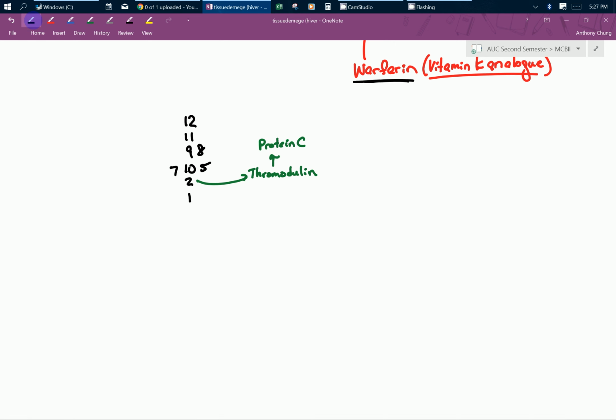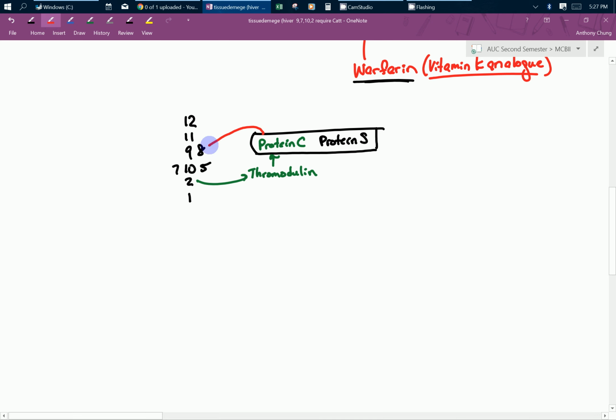Protein C, like factor 9 and 8 and 10 and 5, requires something else to be functional. Just make sure that this is right. And that factor is going to be protein S. So protein C and protein S must be together in order for them to be active. And then when they are active, they inhibit the other helper molecules. So they're going to inhibit factor 8 and they're going to inhibit factor 5.